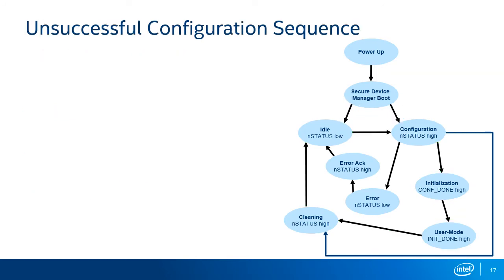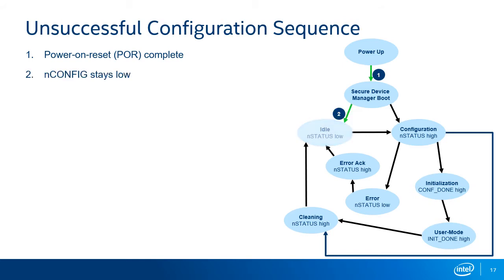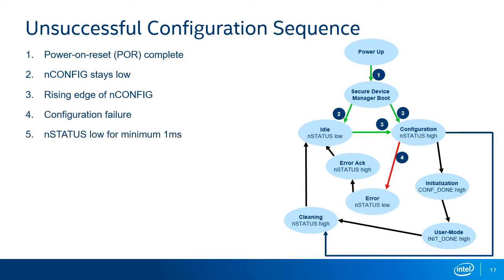An unsuccessful configuration sequence is as follows. 1. The device powers up. 2. The SDM boots up and samples the MSEL pins to determine the configuration scheme. 3. The SDM remains in idle state until configuration is initiated by driving nCONFIG high. 4. If during configuration the device encounters an error, the nSTATUS pin is pulled low for a minimum of 1 millisecond. 5. nSTATUS is pulled high, after which the SDM drives nSTATUS and nCONFIG low. 6. The device then remains in idle state until a new configuration is triggered by driving the nCONFIG pin high.